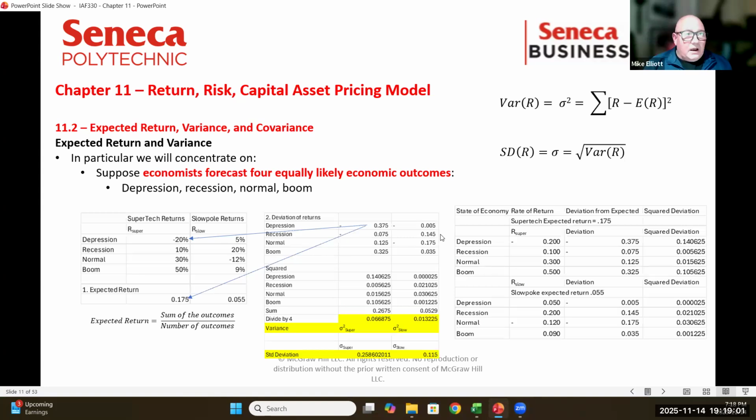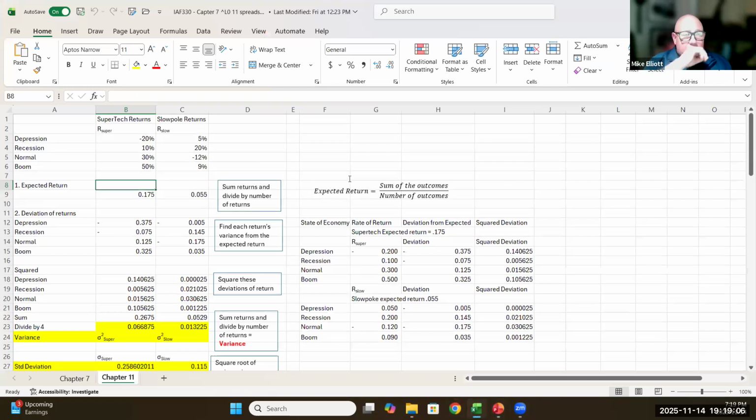So, in particular, assume that we have two stocks. We have Supertech and Slowpoke. I don't type exceptionally well, so I just wrote Super and Slow, but that's what it is. There are four states in the economy. We can have a depression, a recession, a normal economy, or a boom. Each of these stocks reacts differently to each state of the economy. So for Super, we have bigger moves. Specifically, in the event of a depression, we're going to go down 20%.